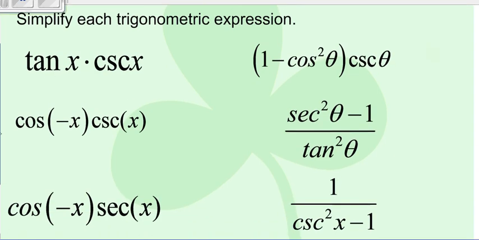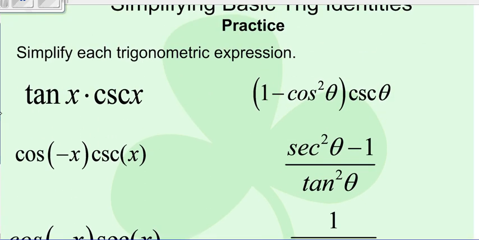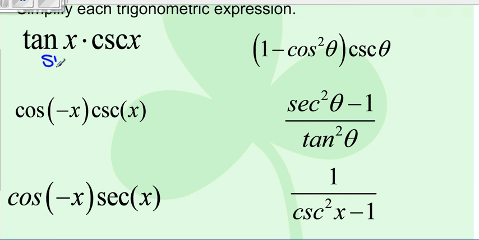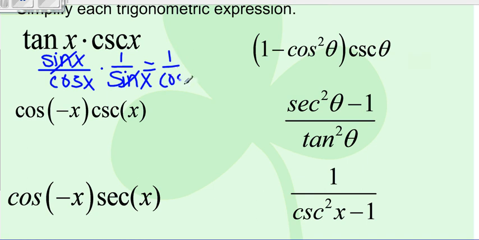Okay, on the next 6 problems there, I'm going to do the first 3, and then I'm going to ask that you do the last 3 there on your own. So tan x times cosecant of x. If I'm thinking in terms of sine and cosine, I can rewrite tan as sine of x over cosine of x. And I can rewrite cosecant as 1 over sine of x. Okay, and I have a sine of x on the top and a sine of x on the bottom. So those will cancel each other out, and I'll be left with 1 over cosine of x, which I can rewrite as secant of x as its reciprocal function. So that would be the answer there to the first one.